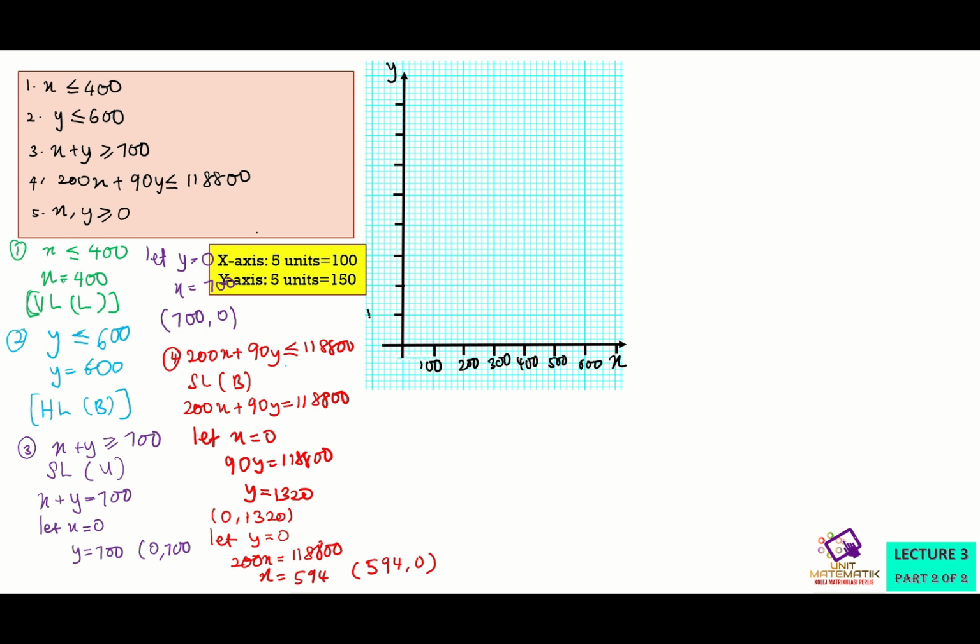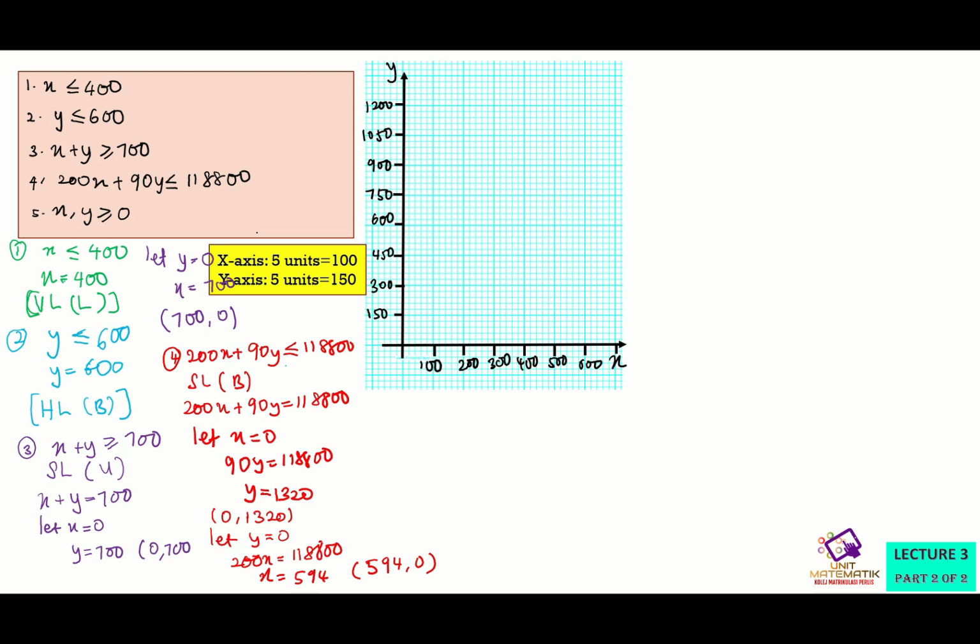And then for y-axis, we have 150, 300, 450, 600, 750, 900, 1050.